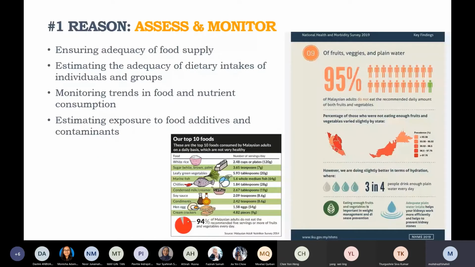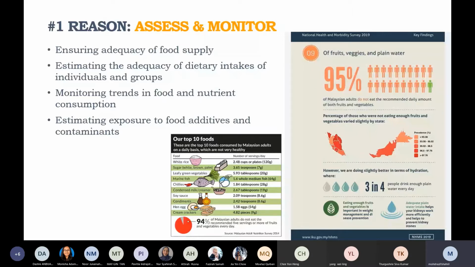So let's look at the first reason, to assess and monitor. This is to ensure the adequacy of food supply in the country, and also to estimate the adequacy of dietary intakes of individuals and also in a group of population. You also measure dietary intake to monitor trends in food and nutrient consumption, and finally to estimate exposure to food additives and contaminants.